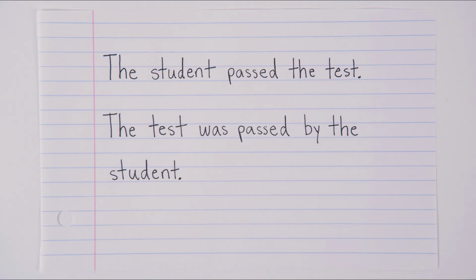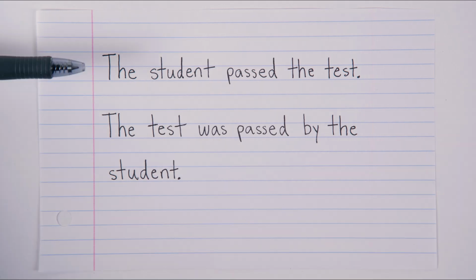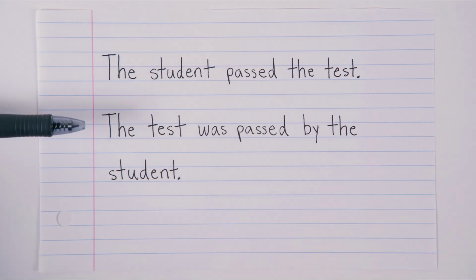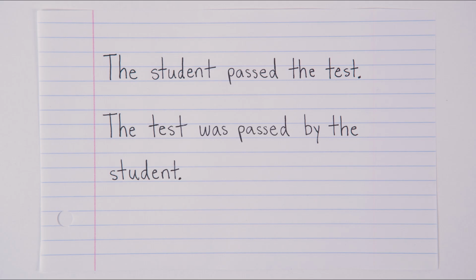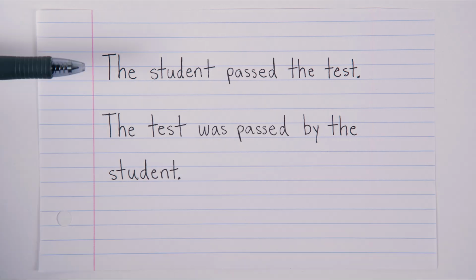And finally, for good measure, we have the student passed the test, and the test was passed by the student. Once again, the first sentence is written in the active voice. Our subject, the student, is the one performing the action. The student passed the test.